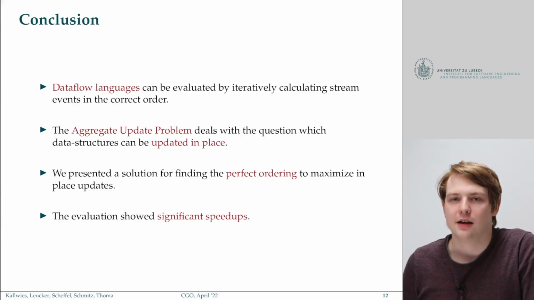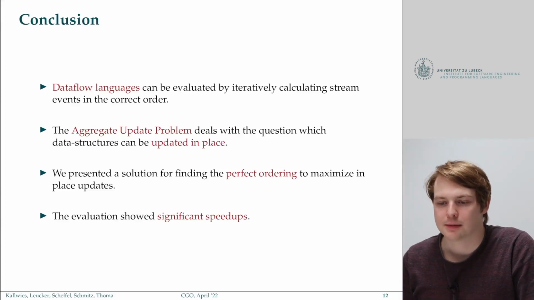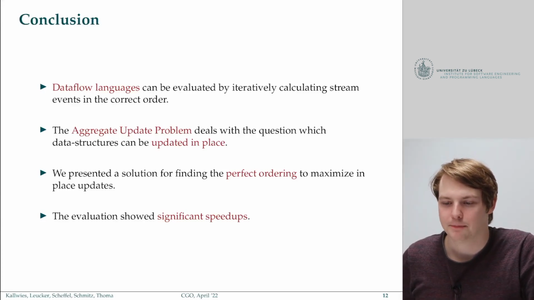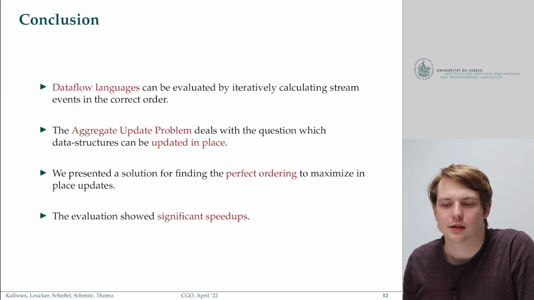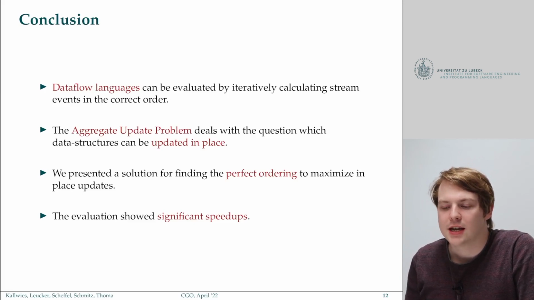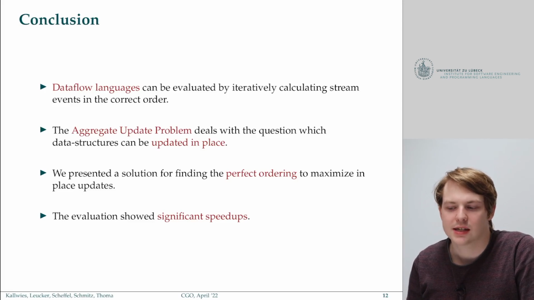Now that we come to the end of this presentation, let me summarize the key points again. In the beginning, we saw how dataflow languages can be evaluated by iteratively calculating stream events in the correct order. We then saw that in such an implementation, some of the updates of data structures can be done in place, while others cannot. The so-called aggregate update problem deals with the question how many data structures and which data structures can be updated in place.